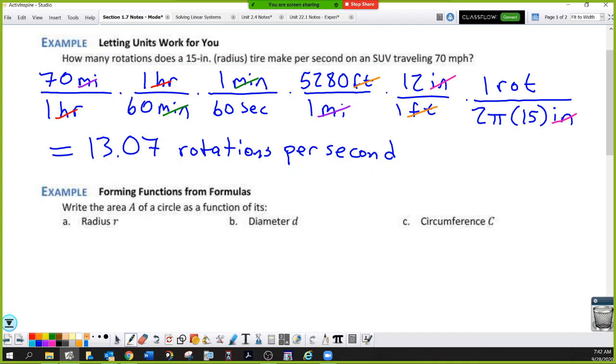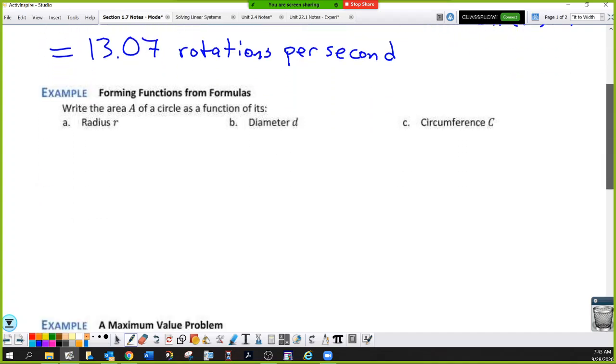What do you think? Unit conversion easy enough? Been doing this for a long time, right? I think you have. Both in math and science.